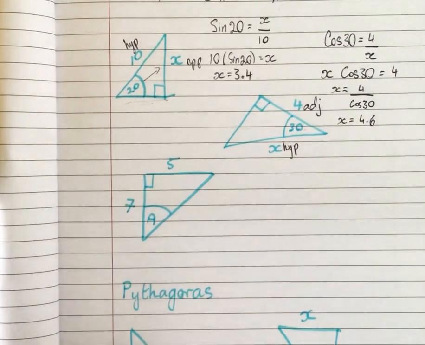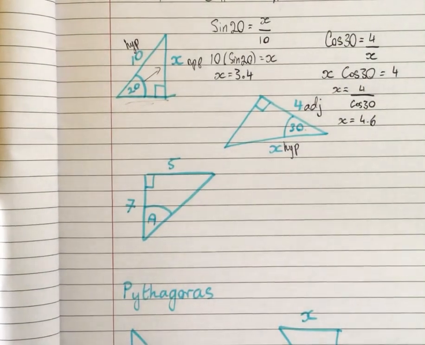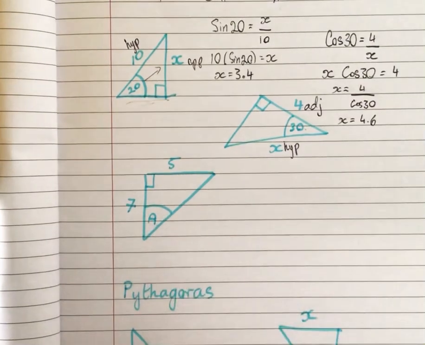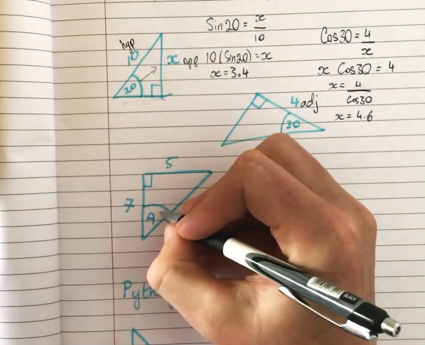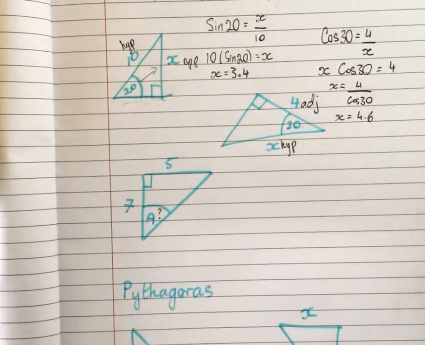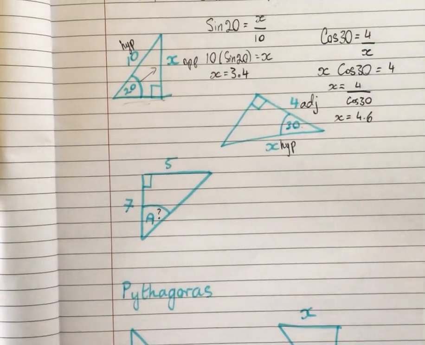Now our final one before we go on to Pythagoras' theorem is when we don't know the angle of the triangle. So in this case, I do not know what A is equal to. Now I know it's a right angle triangle, I have two sides.